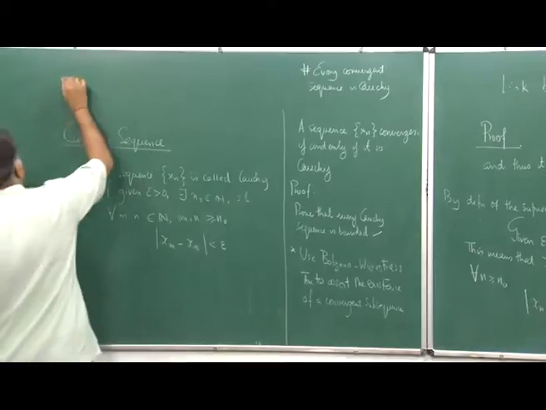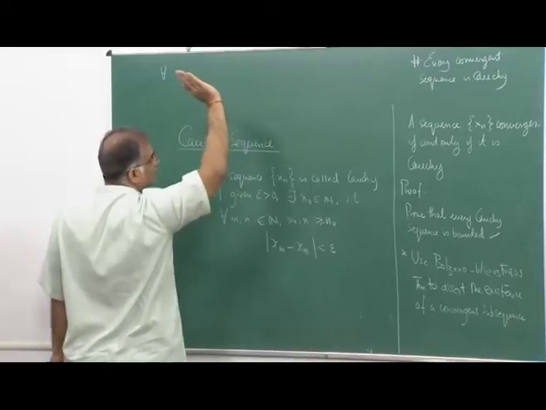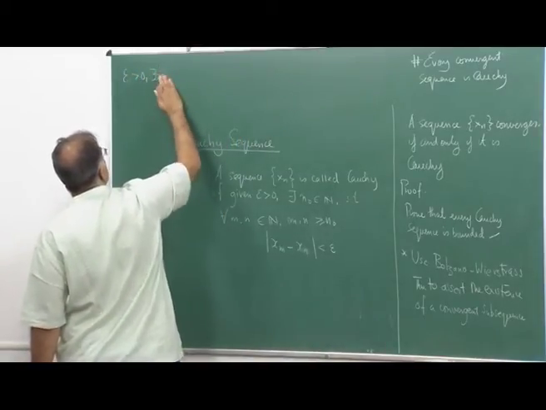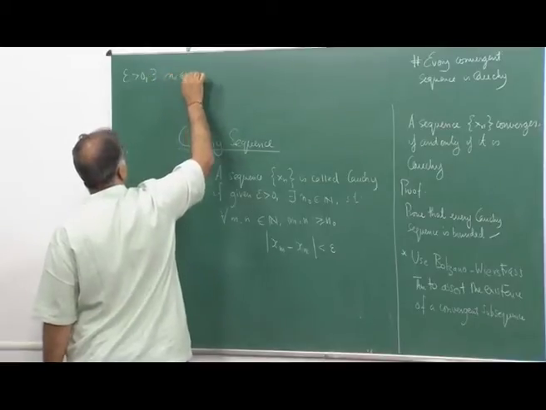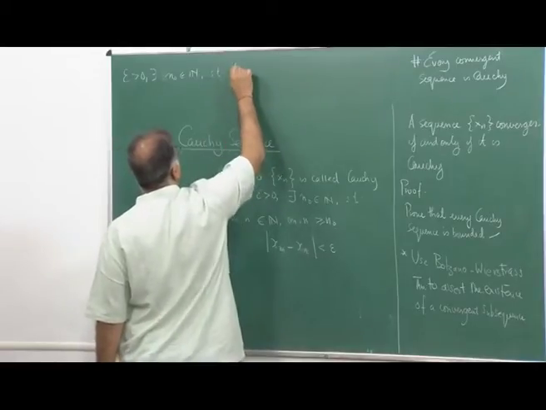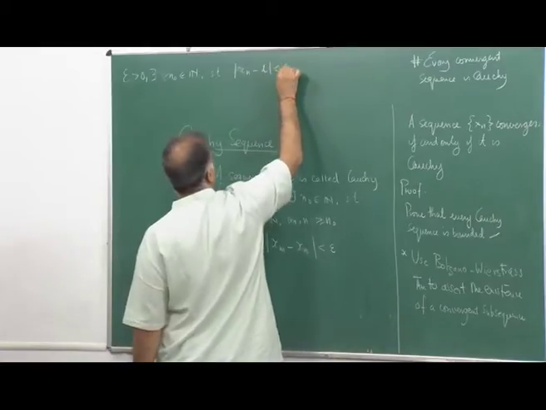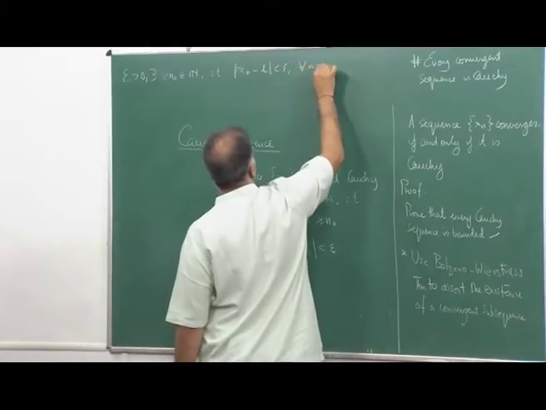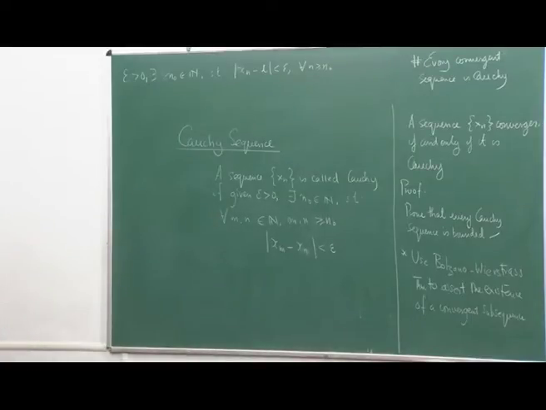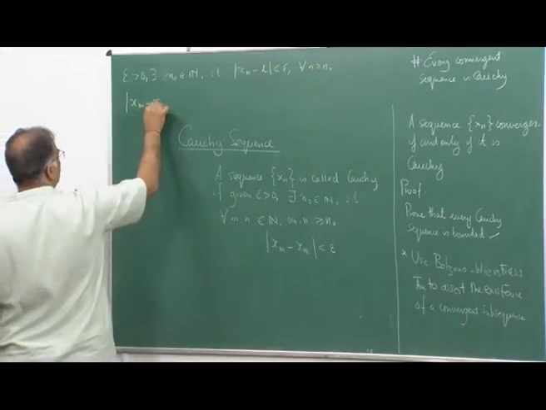Suppose L is the limit. Then given epsilon greater than 0, there exists n naught, an element of N, such that mod of xn minus L is strictly less than epsilon for all n bigger than n naught. This is what is happening. So, once I know this fact, I will simply write this. Take m and n both bigger than n naught.